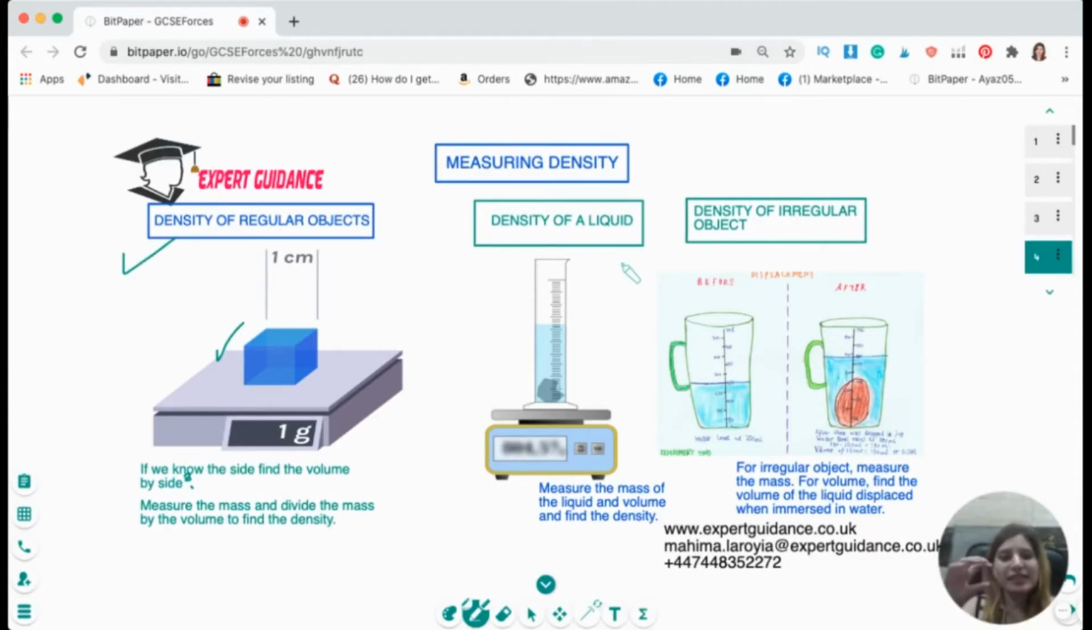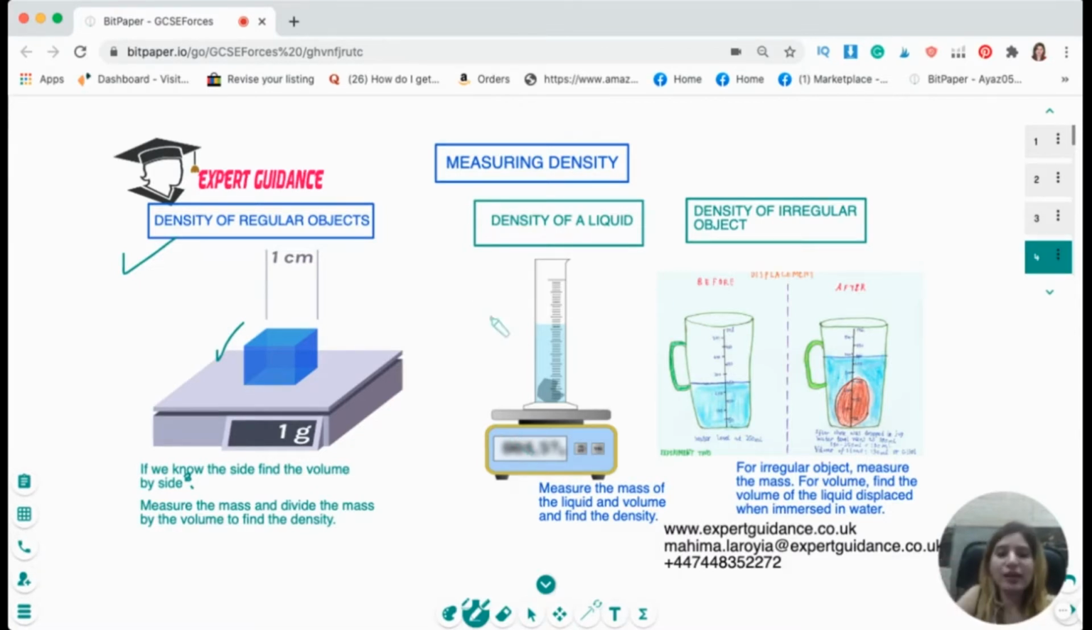Now, how would you find the density of a liquid? For a liquid, you can put the liquid into a measuring cylinder and put it on top of the weighing scale. From the weighing scale, you take away the mass of the empty cylinder and then weigh the mass of the liquid, and the volume you can read from the measuring cylinder, and do mass over volume of the liquid.